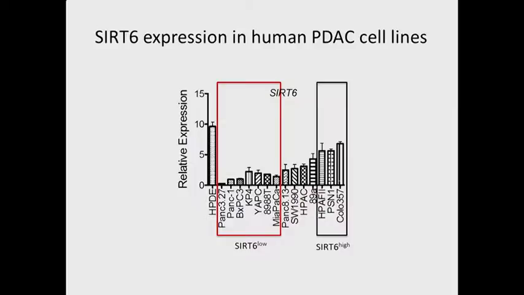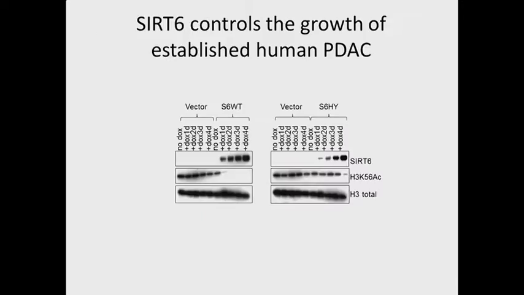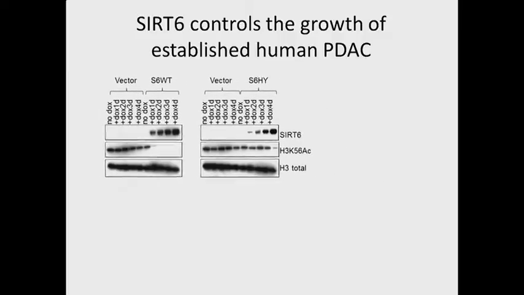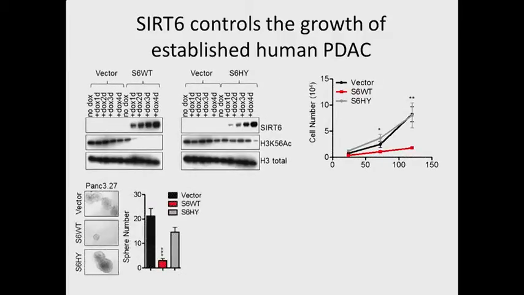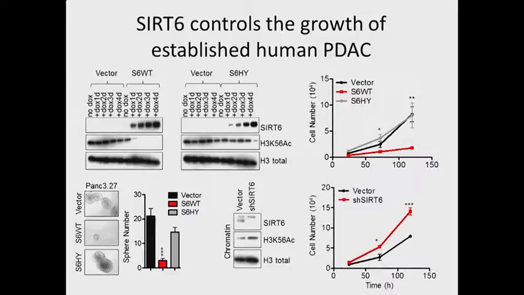I then was able to identify a series of human PDAC cell lines that exhibited either low levels of SIRT6 expression or high levels of SIRT6 expression when compared to the normal human pancreatic ductal epithelial cell line, or HPDE. I then re-expressed wild-type SIRT6 or the catalytically inactive mutant in some of these human cell lines and found that the wild-type, but not the mutant, was able to reduce the levels of H3K56 acetylation. This also led to a reduction in cell growth in both 2D and 3D growth assays. Conversely, knocking down SIRT6 in the normal HPDE cells led to elevated levels of H3K56 acetylation and an increase in cell growth. So this told us that SIRT6 can control the growth of PDAC in multiple contexts.